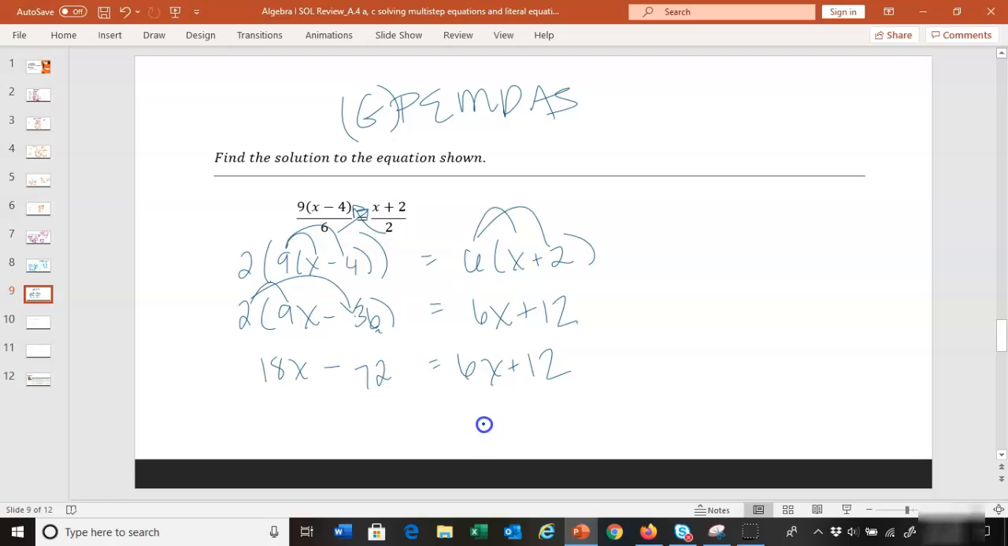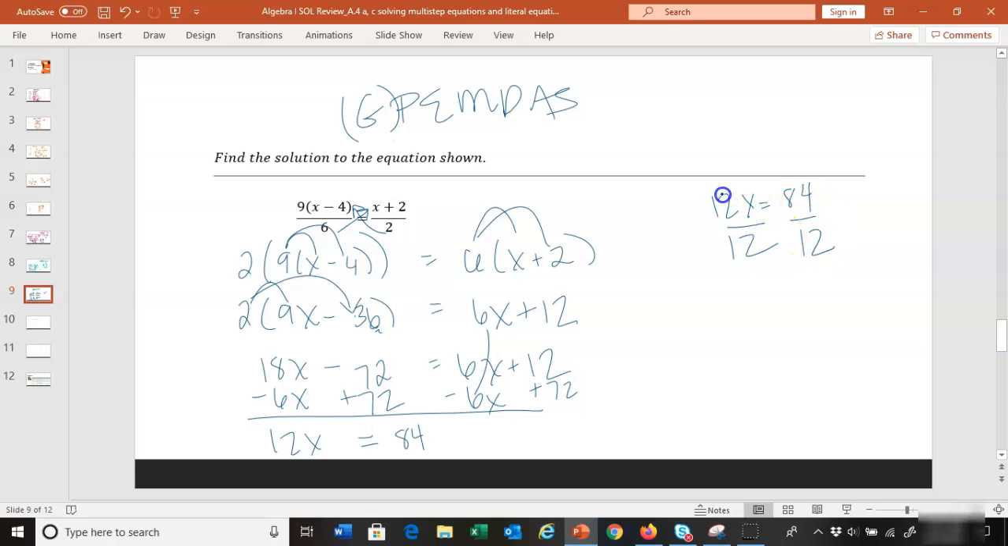Now we're kind of always coming down to the same step here. So we're going to get all the like terms together on the same sides. 12x, and then plus 72, plus 72, 84. And our last step is to divide both sides by 12.